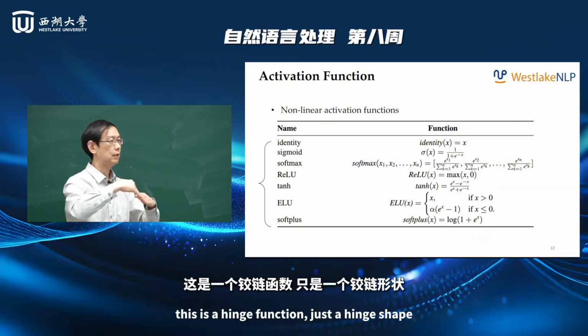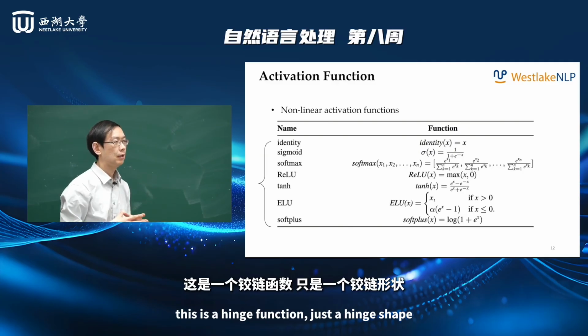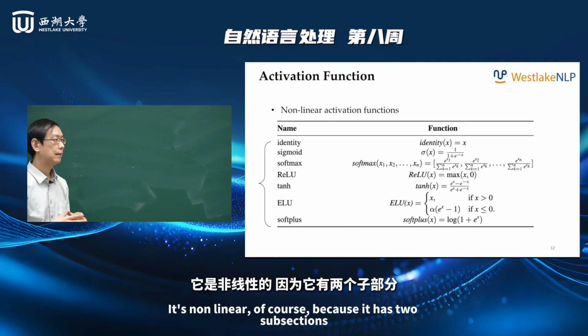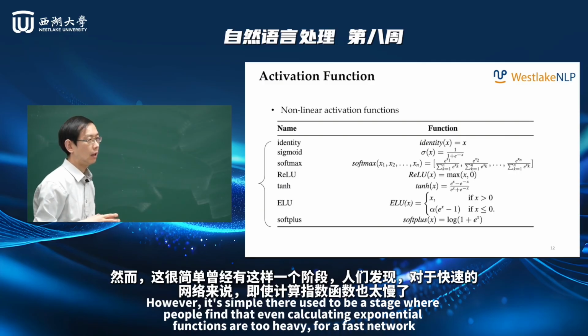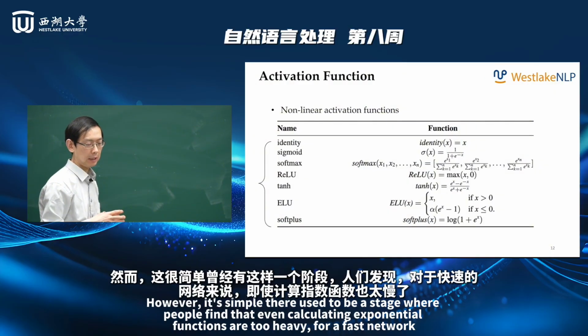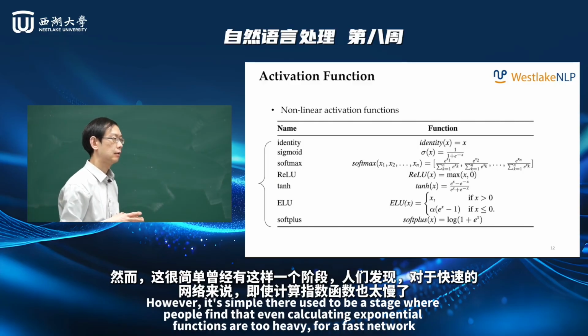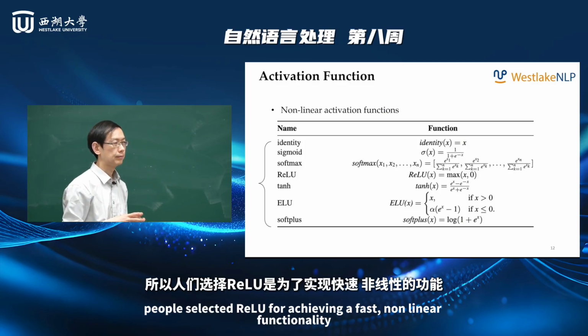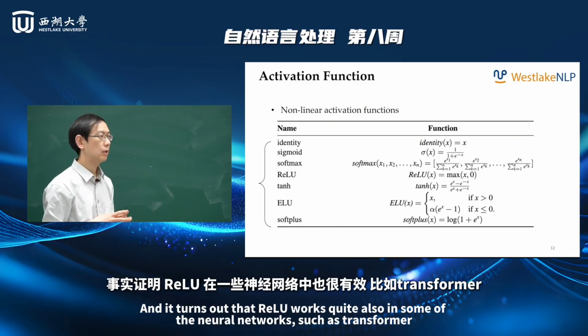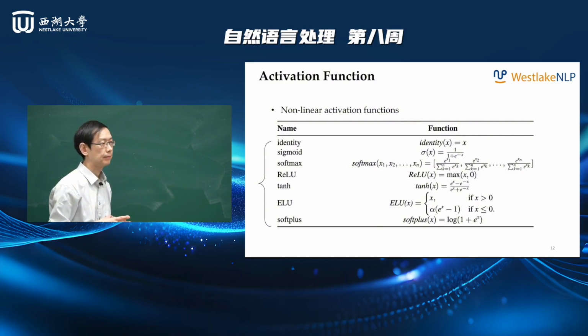So this is a hinge function, just a hinge shape. It's nonlinear, of course, because it has 2 subsections. However, it's simple. There used to be a stage where people found that even calculating exponential functions is too heavy for a fast neural network. So people selected ReLU for achieving a fast nonlinear functionality. And it turns out that ReLU works quite well also in some of the neural networks, such as transformer.